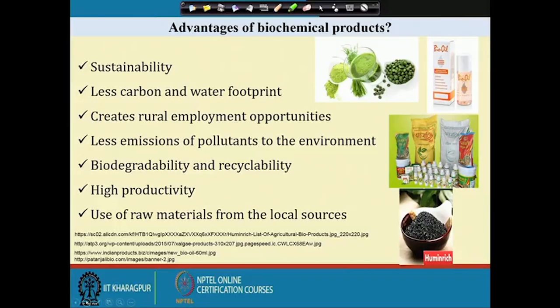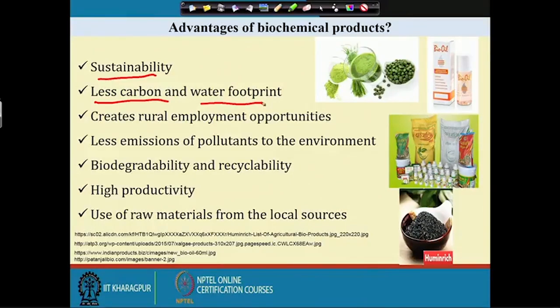Then what are the advantages of the biochemical products? That also I want to highlight. The first important thing is that this is sustainable. Sustainable means we can have this process for a longer period of time, because the raw materials that are used will be available to us and will not be exhausted very soon. Another very important thing is less carbon and water footprint. It is very important, because we know that as time passes, water consumption will significantly decrease, and water footprint plays a very important role.